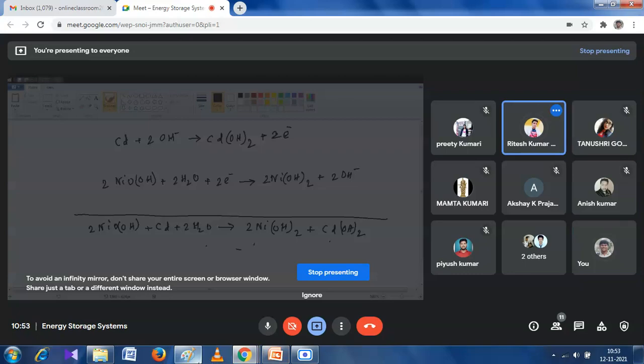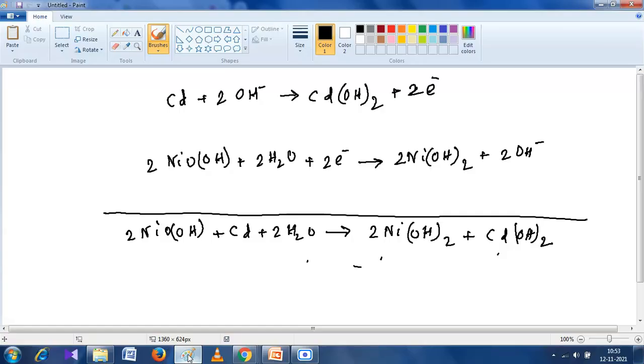In the nickel cadmium battery, the positive plate is nickel oxide hydroxide and the negative plate is made of cadmium. During the discharge time, the reaction will happen from left to right. And when we charge the battery, the reaction goes from right to left.